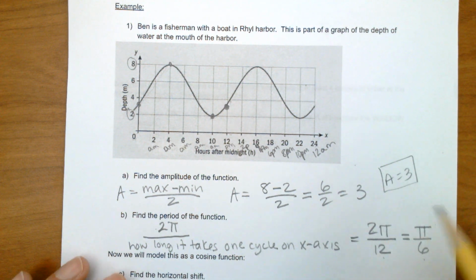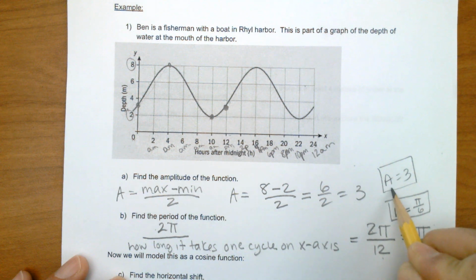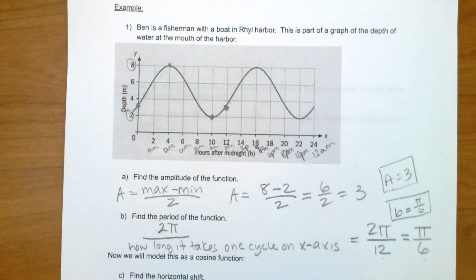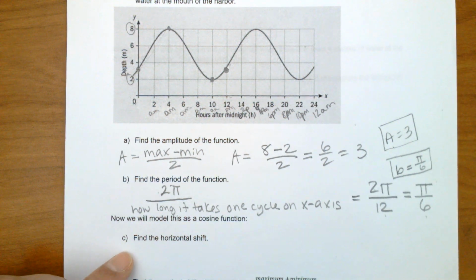And so I'm going to actually label this as B. We're going to be using these numbers. Okay, so we have A and we have B. Okay, let's keep looking at our graph. We need to find the horizontal shift.